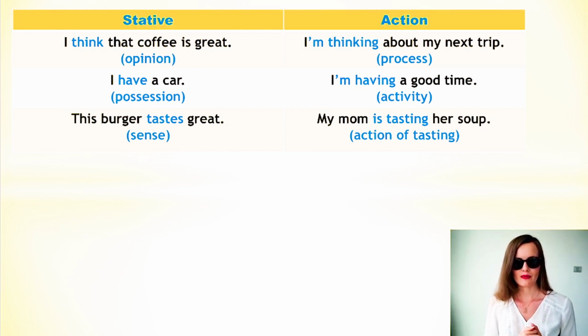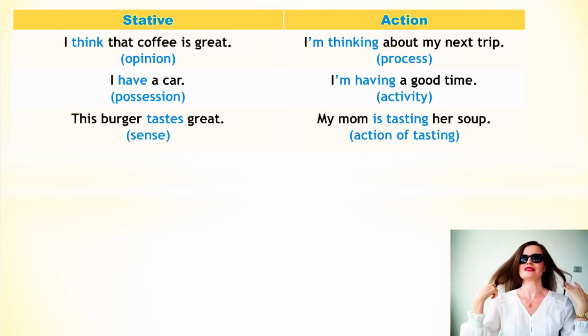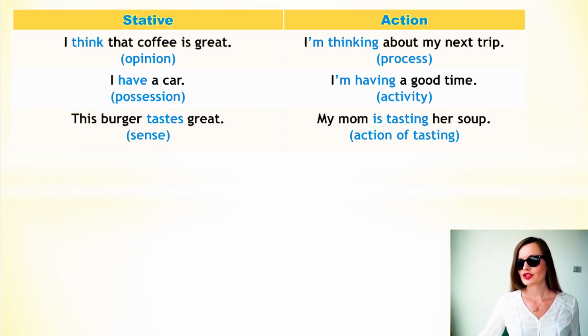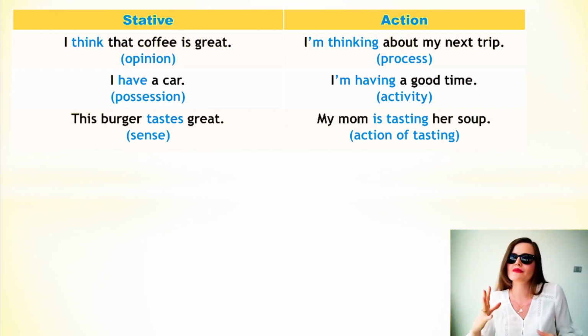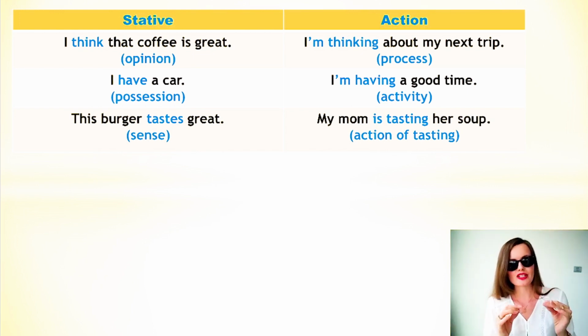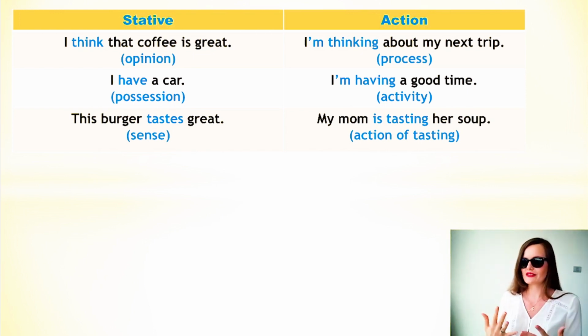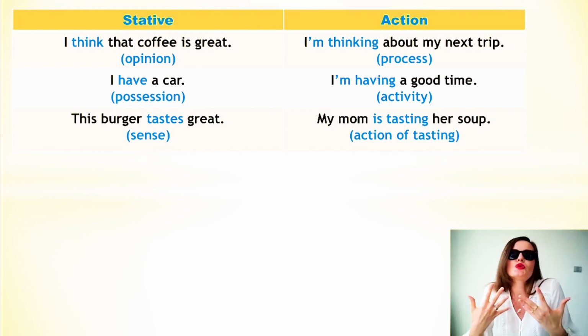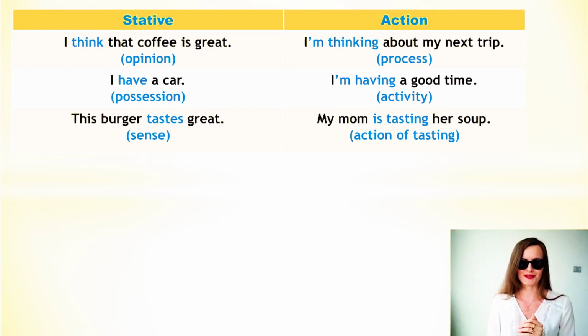How about the second example? I'm having a good time. When I say that, I see myself walking at the beach or being with my friends, right? And doing something, enjoying. It means I'm in the process of having a good time. In this situation, the verb to have shows an activity. I mean that I'm doing something. I'm having a good time. That's why it's going to be an action verb. I hope it's not that confusing, right?